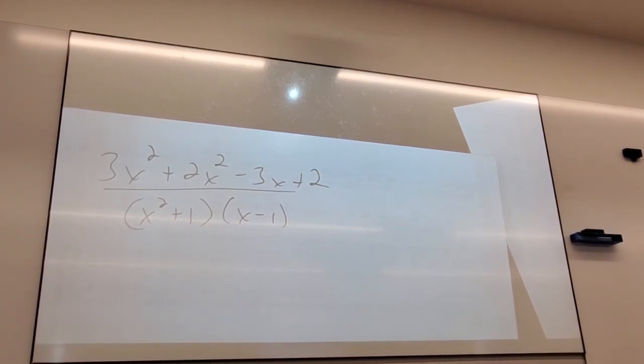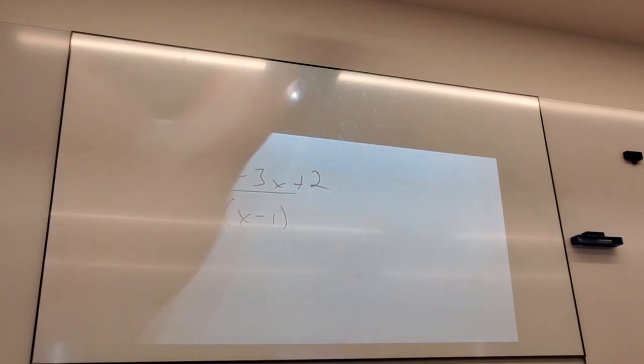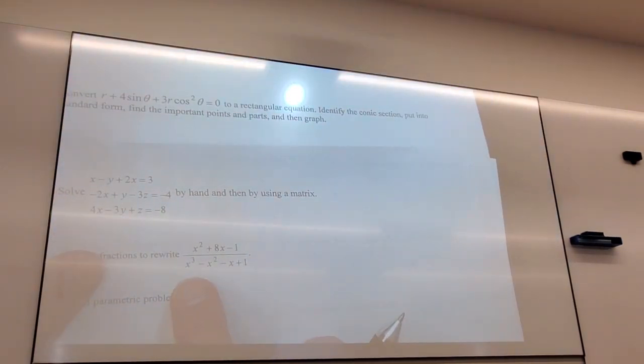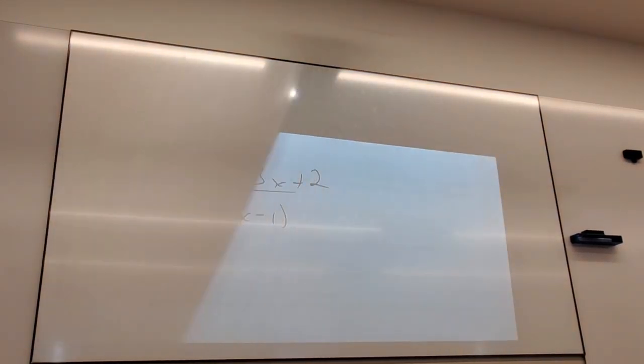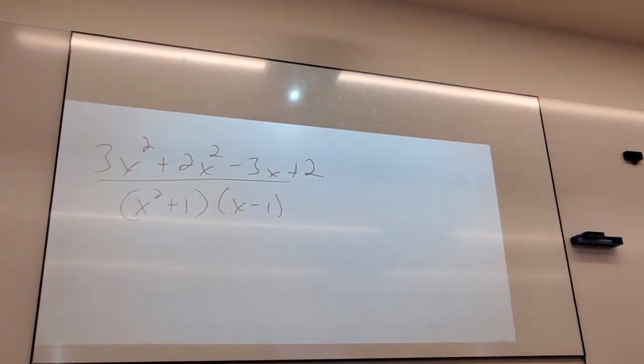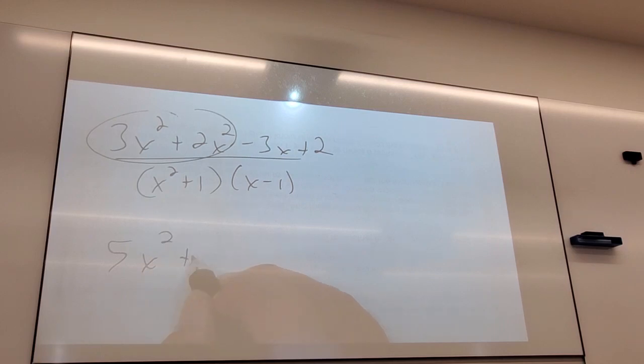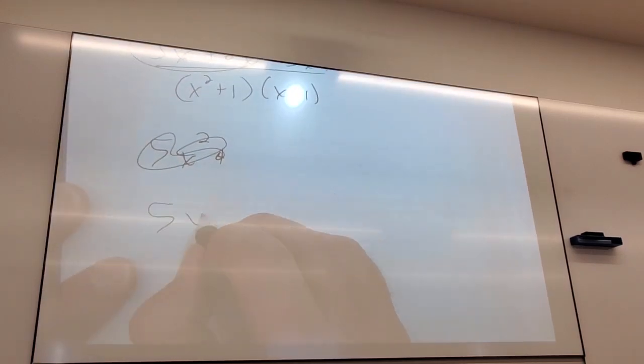I can see what we could do with the one on here. You just have to first factor the bottom, and it's just grouping, right? Yeah, no big deal. So the most important step is for me to realize I can add these together. Let me try this again. 5x squared minus 3x plus 2 over.